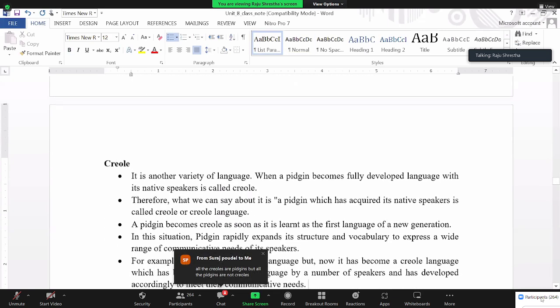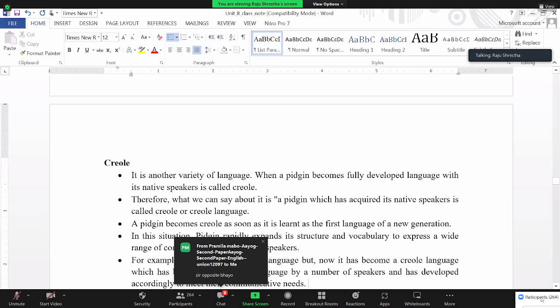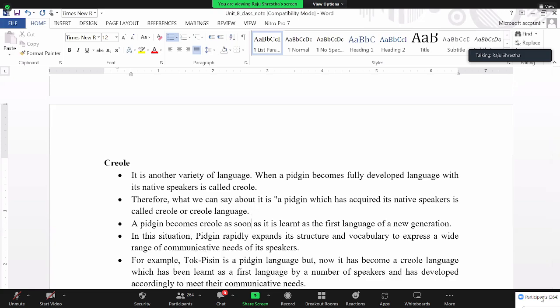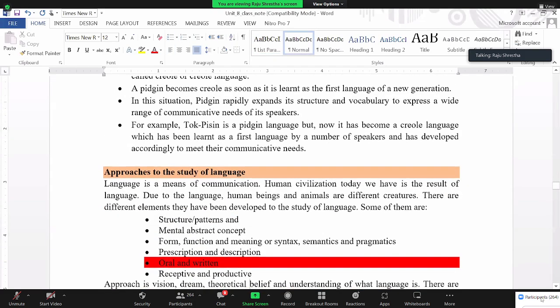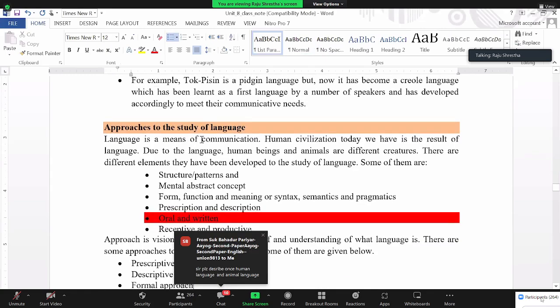So Creole, what variety of language is this? We understand that when Pidgin receives its native speakers, then it turns into Creole. Native speaker पाउने बित्तिकै Creole मा जान्छ यो चाहिँ हैन. So now, approaches to language. Today we discuss this.